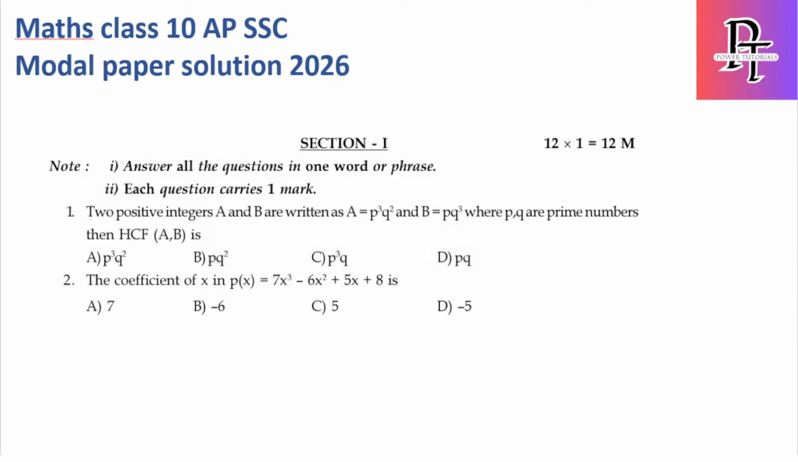Okay, we'll go one by one. In section 1 we have a total of 12 questions and each carries 1 mark. It's not only MCQs or fill in the blanks. It's a combination of 3 different types: it can be MCQs, it can be assertion-reason, or a single-line question where the answer is very short, within 1 or 2 lines.